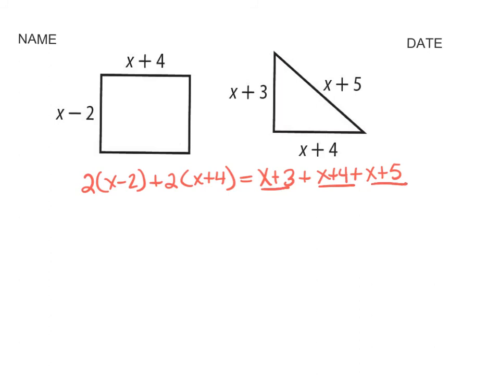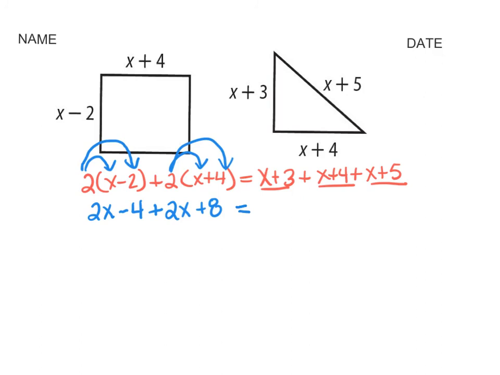Okay, now we're going to do some distributing first. We're going to distribute 2 times x and get 2x. And then we're going to distribute 2 times negative 2, negative 4. Look how I'm writing it. I'm writing it as minus 4 because it's negative 4, the same thing, right? Now we're back over here. We're going to put a plus sign. 2 times x is 2x. 2 times 4 is 8. And I'm done there.